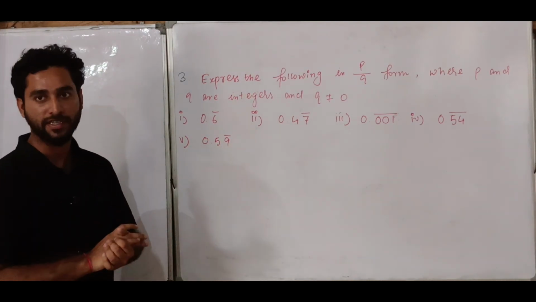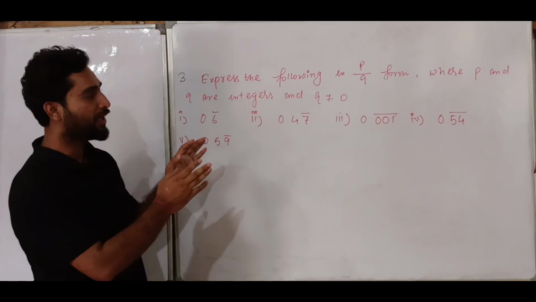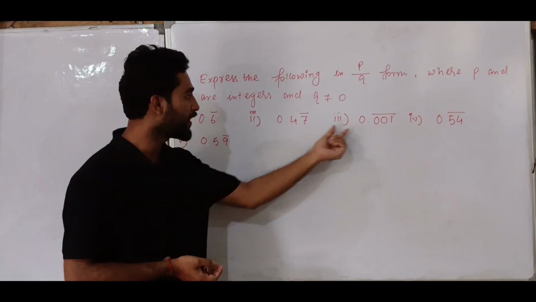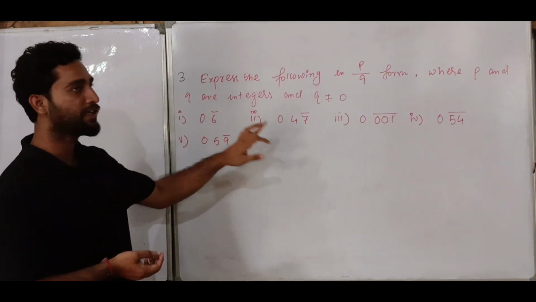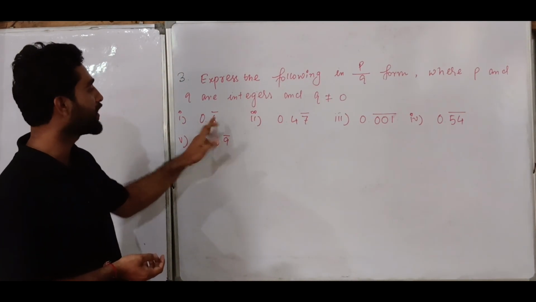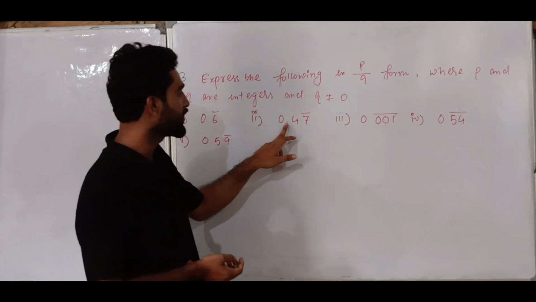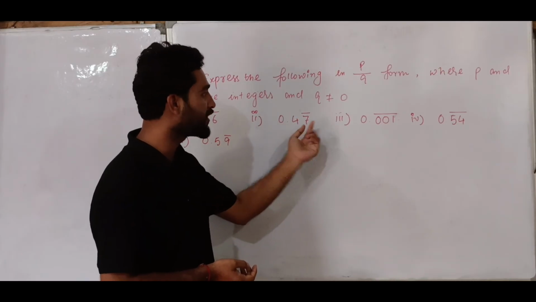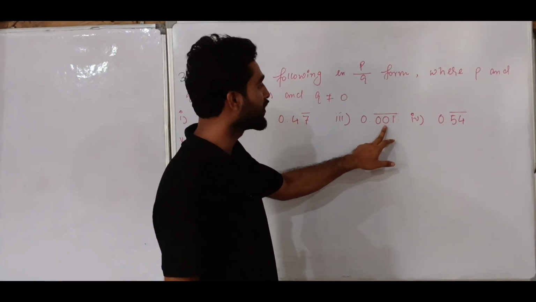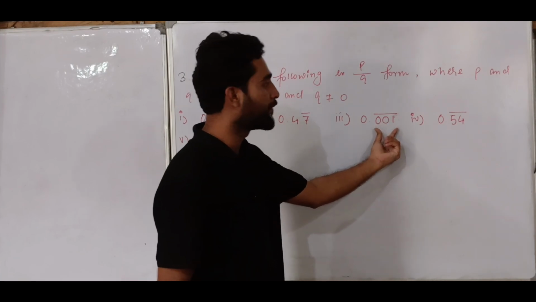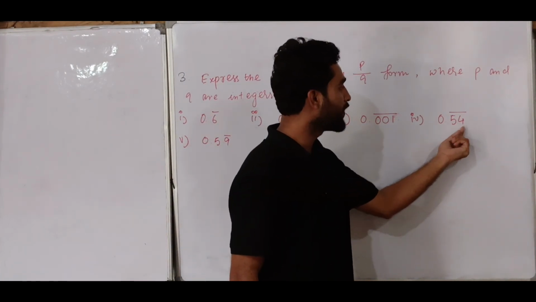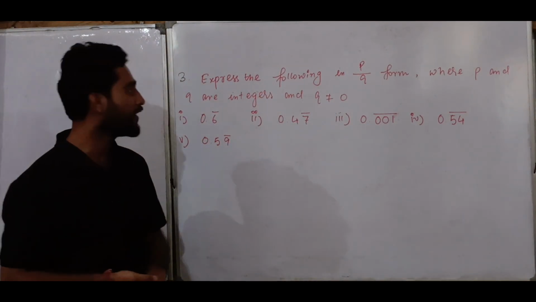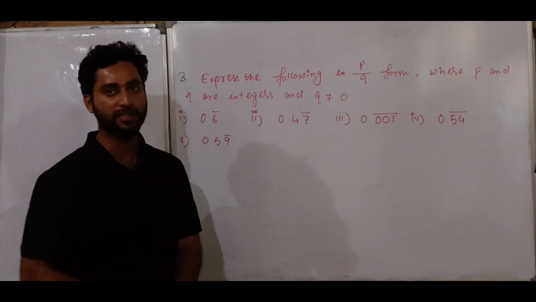So in the first question, we have discussed how we can convert a rational number into decimal expansion form. Now all the decimal expansions here are non-terminating repeating. Here you see 0.6 bar, that means the digit 6 will be repeating. Here you see 0.47 bar, above the 7 bar is present, above the 4 bar is not present, that means this 7 digit will be repeating. Here in this question 001, these 3 digits will be repeating. Here this 5 and 4, both the digits will be repeating. Whatever examples are given, all these are examples of non-terminating repeating decimal expansion.